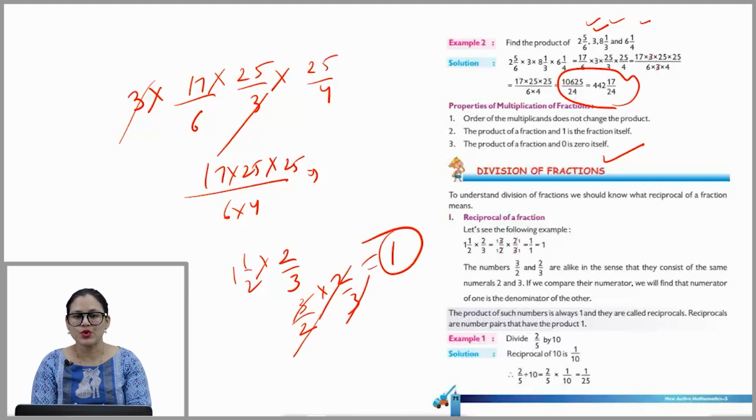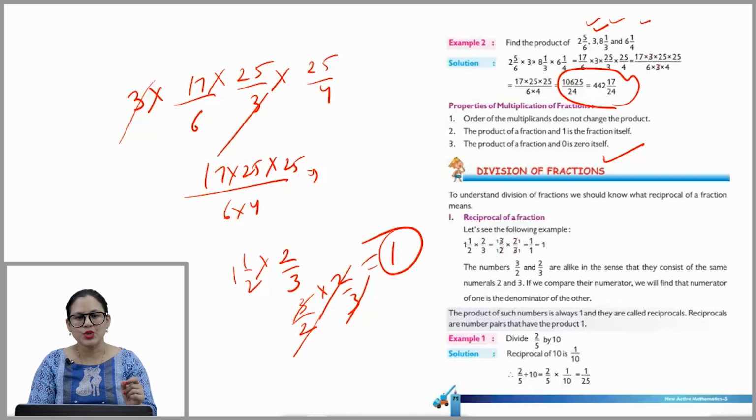The numbers 3 by 2 and 2 by 3 are alike in the sense that they consist of the same numerals, that is 2 and 3. If we compare the numerators, we will find that the numerator of one is the denominator of the other. The product of such numbers is always 1 and they are called reciprocals. Reciprocals are number pairs that have the product 1.